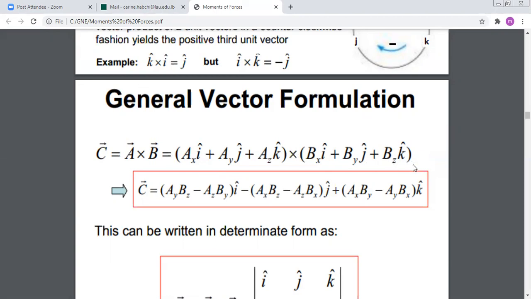And we have learned from operations on vectors some rules. So here, if you want to do this vectorial product, you will expand.